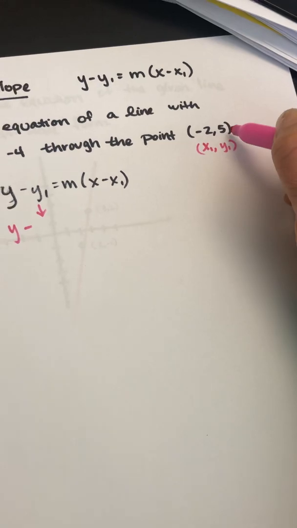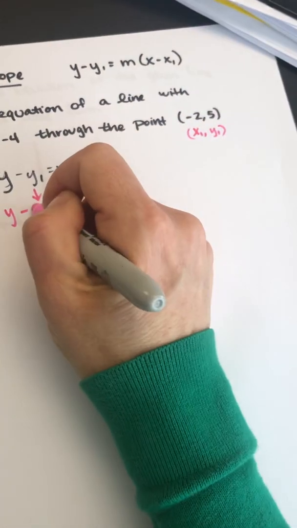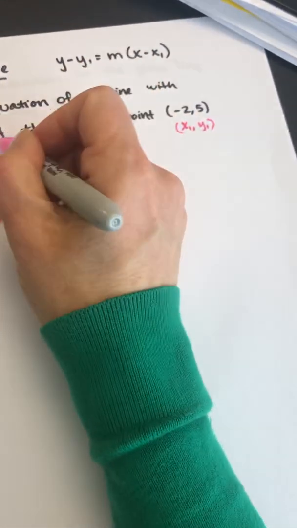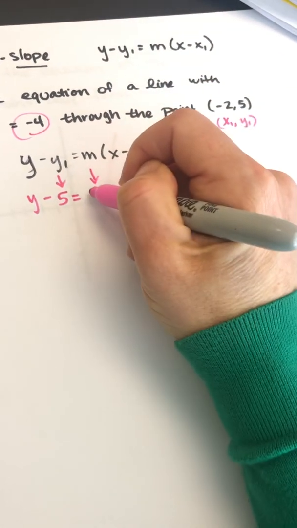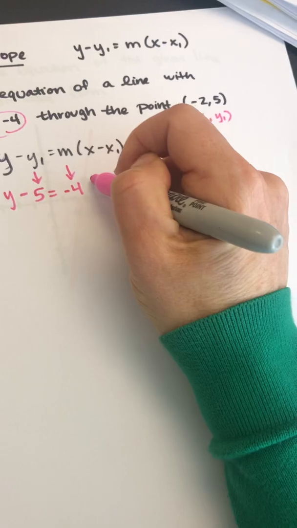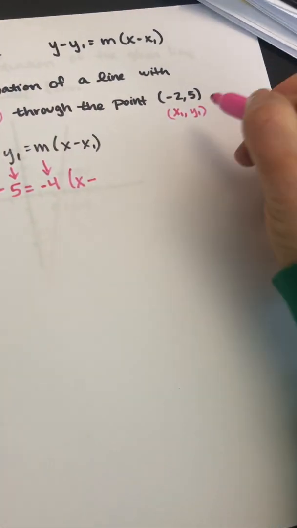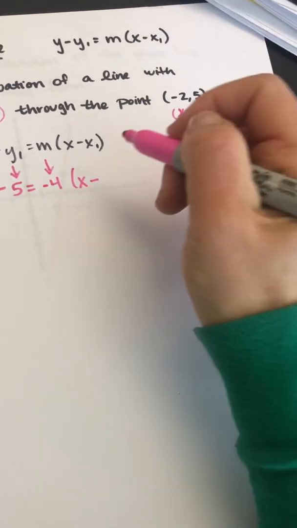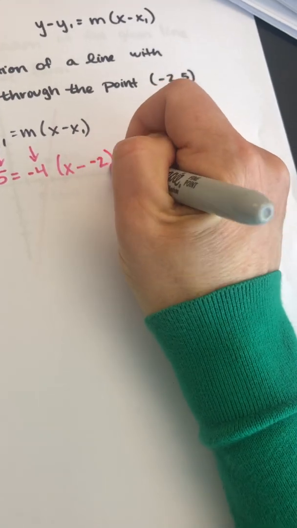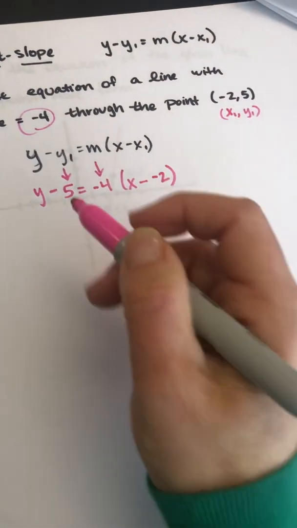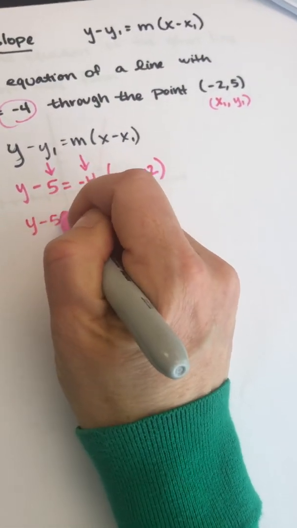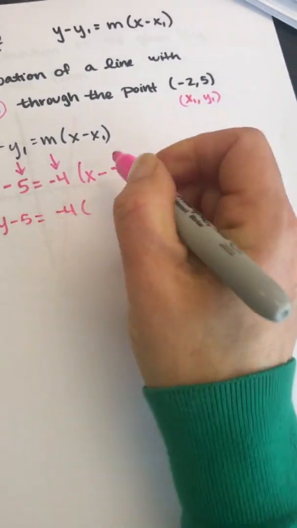So we can replace y sub 1 in this example with a 5 equals our slope, which is -4. So we put our -4 in there for m times x minus my x sub 1, which is -2 in this case. So there we have it. That is your equation. I will say I would like you to simplify it only this little bit.